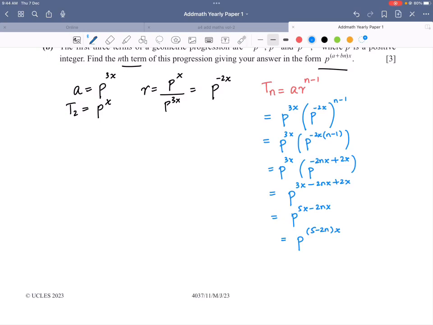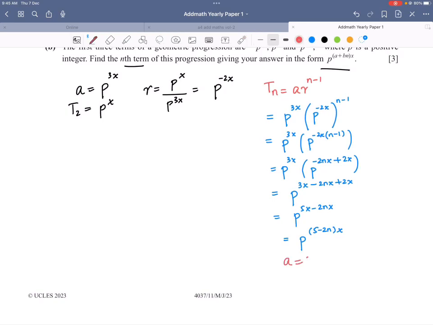Alright, so if you compare your answer with the given expression, you come to know that a is 5 and b is minus 2. So I'm going to write down the answers. a is equal to 5 and b is equal to minus 2. These are your final answers.